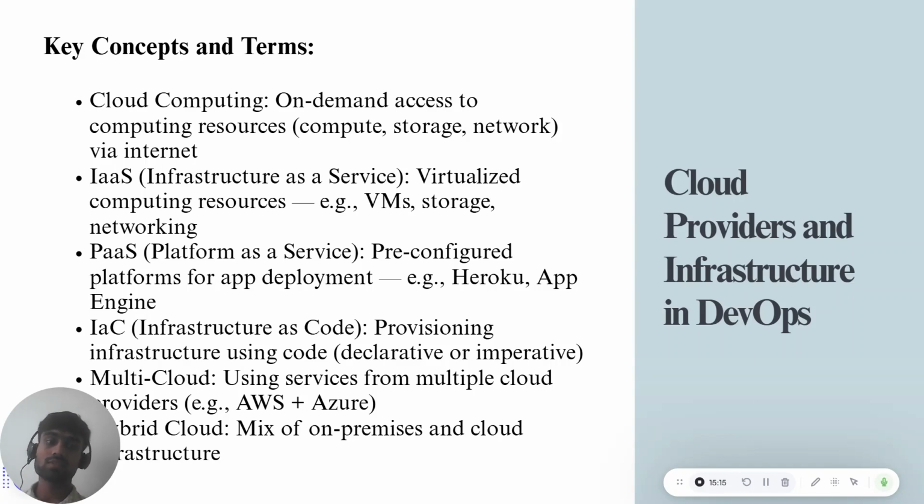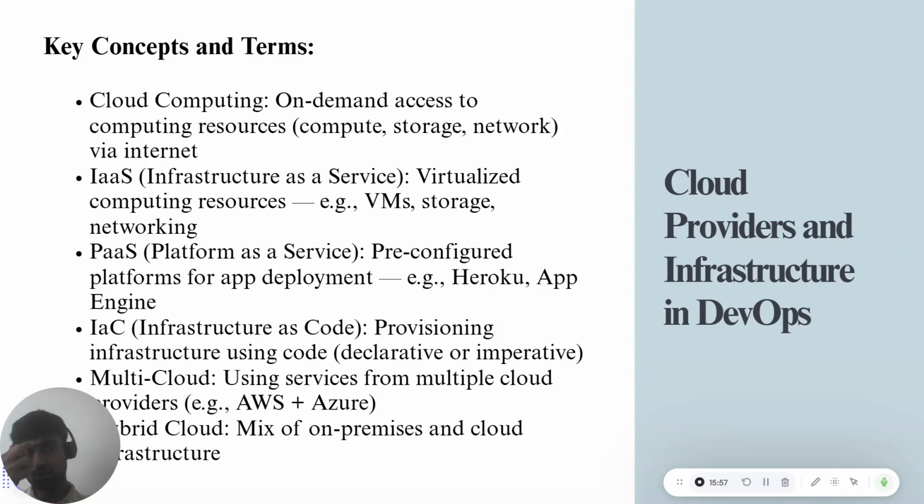Then there is IaaS, which is also known as infrastructure as a service. It is basically virtualized computing resources. We can have examples of virtual machines, then storage, then networking. Then there is a concept called PaaS, platform as a service. It is basically a pre-configured platform for app deployment. The tools we use under this are Heroku, App Engine. Then there is IaC, as we have seen earlier, infrastructure as code. It basically provides provisioning of infrastructure using code. It basically uses declarative or imperative language.